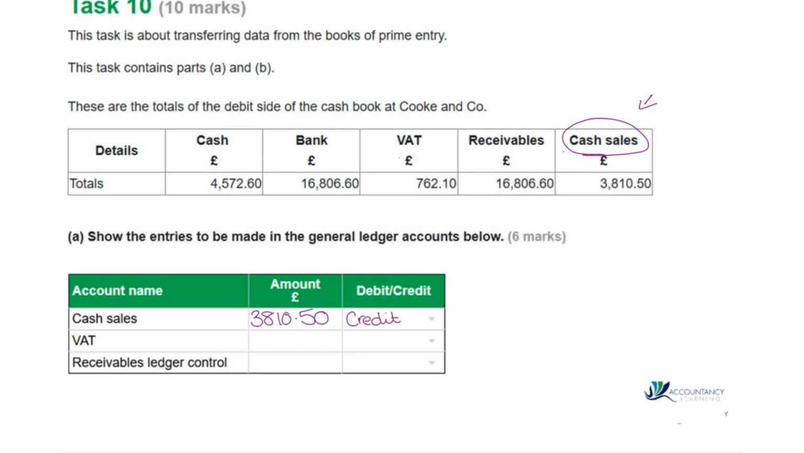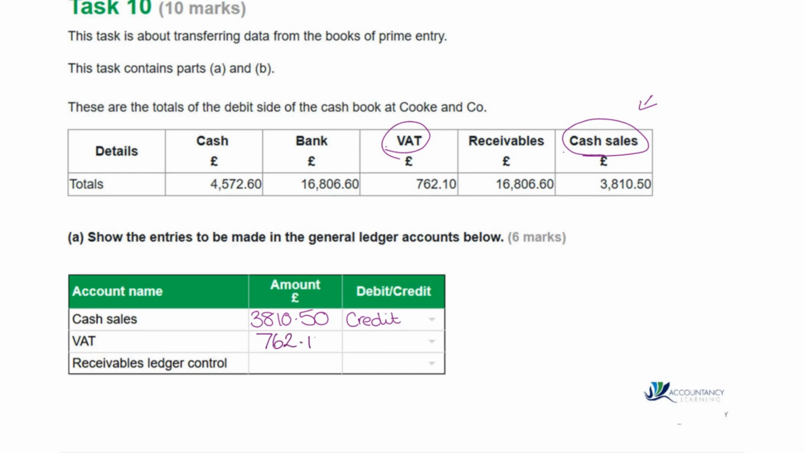VAT, so £762.10. That's going to be a liability to pay HMRC, so credit. And receivables ledger control, £16,806.60. And again, this is a credit because customers have paid us, so it's reducing the balance.